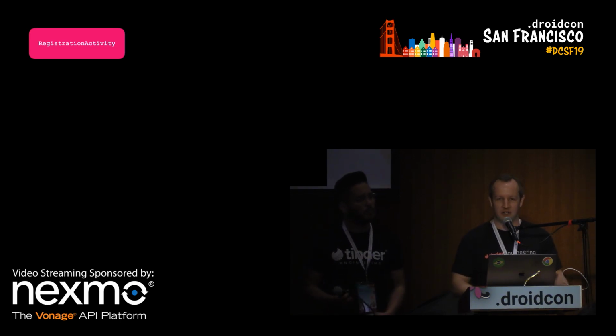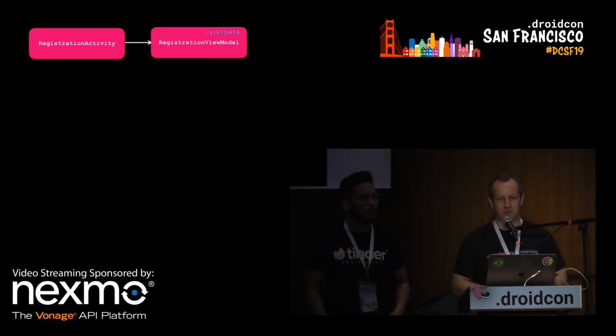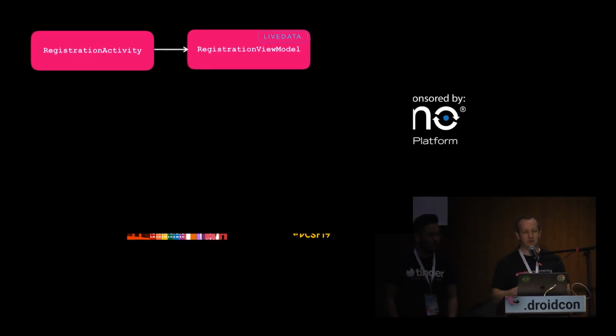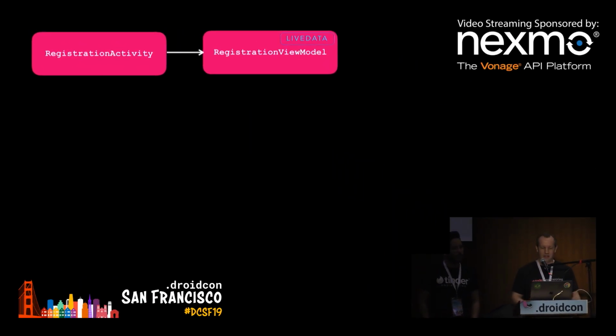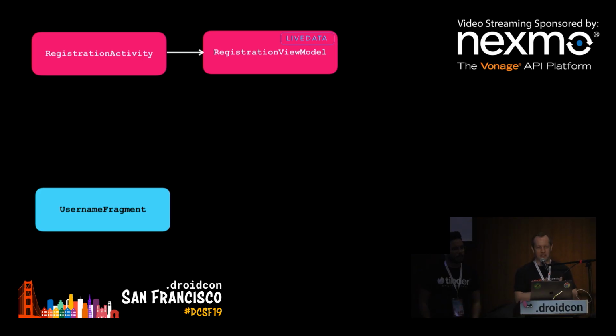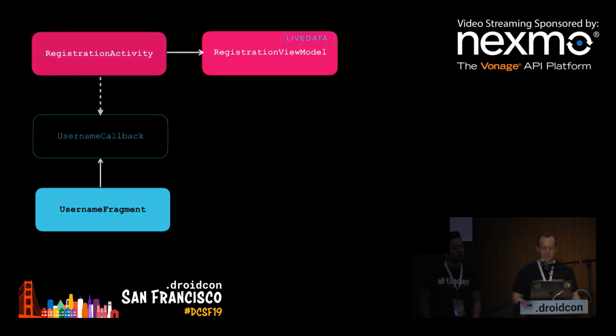We're starting off with the activity. The activity is going to be communicating with some sort of view model with its own live data, maybe representing the entire state for the registration flow. And then we're going to have fragments for individual screens. In this example, we're just talking about the username fragment. And then that fragment is going to declare its own callback to have upwards communication back to the activity. And then the activity is going to implement that.